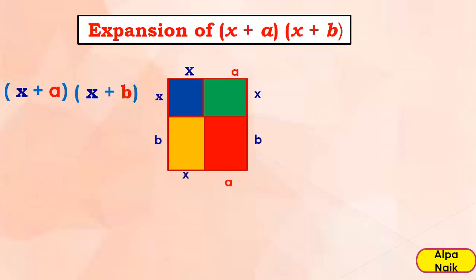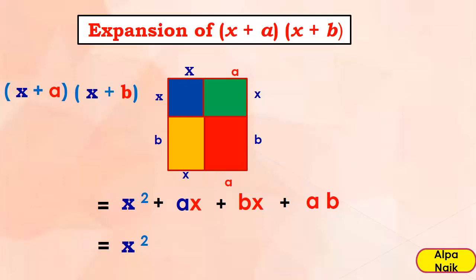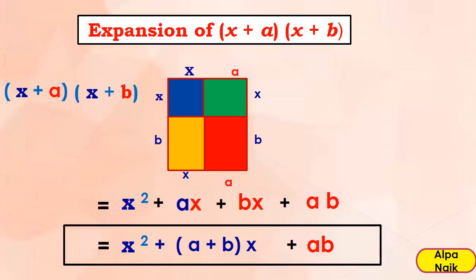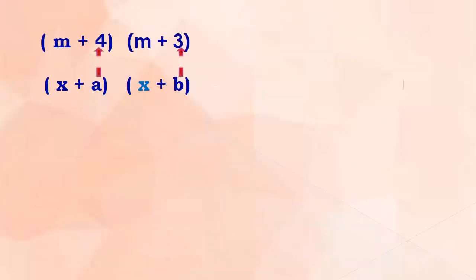In the figure you can see 4 different areas. So let us find the area of the blue square x square, that of the green rectangle ax, yellow rectangle bx, and the red one is ab. Now when solving you realize that in ax plus bx, x is common. So take out this common factor. a plus b will be in the bracket, plus ab. So your formula will be x square plus x into a plus b plus ab.